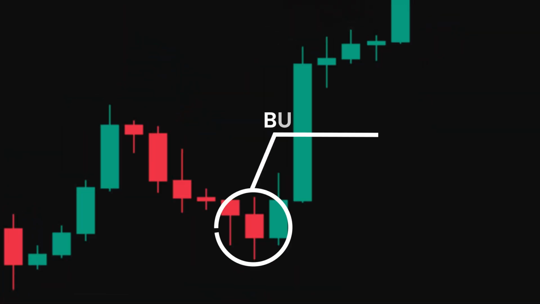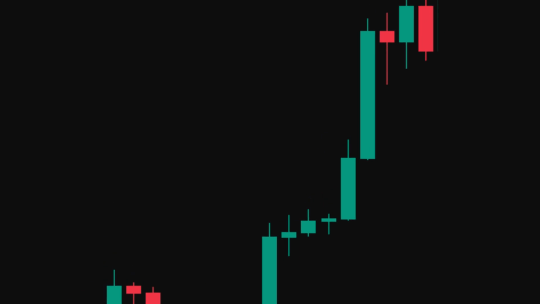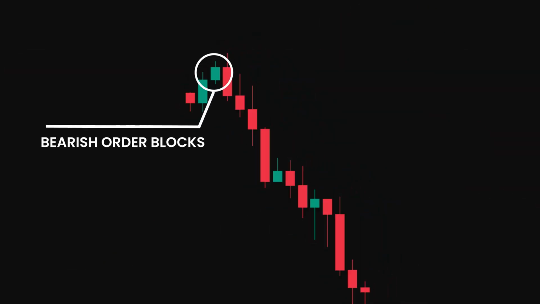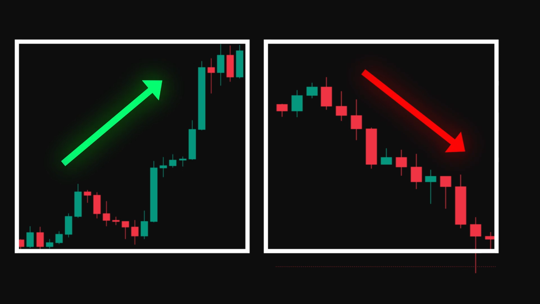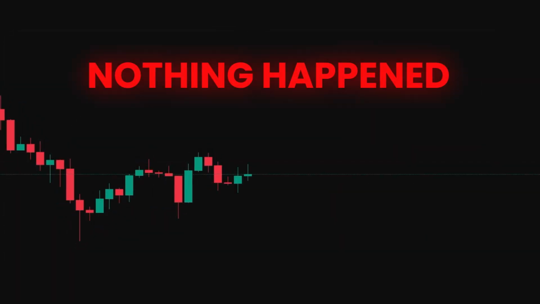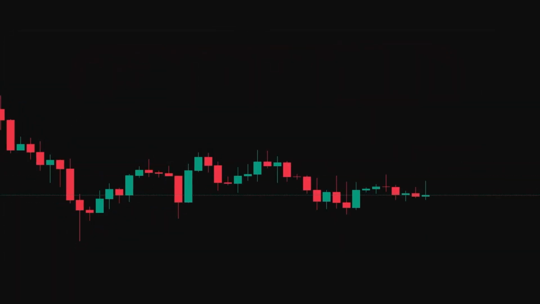Bullish order blocks are the last bearish candle before a strong upward impulse. Bearish order blocks are the last bullish candle before a hard drop. What validates either one is the strength of the move that follows. Slow and grinding means nothing happened there. Fast and decisive means it did.